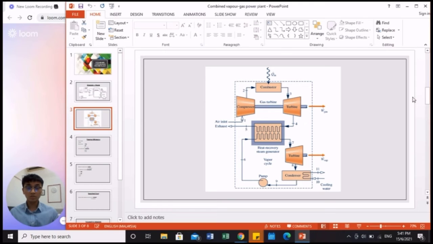Next, this is another figure to explain more about the given power plant. Here, there is the compressor, combustor, turbine, gas turbine, air inlet, exhaust, heat recovery steam generator, pump, condenser, turbine. Also, here is where the gas comes out, which is from the turbine, and at the bottom here is where the vapor comes out. And there is also cooling water that comes in.